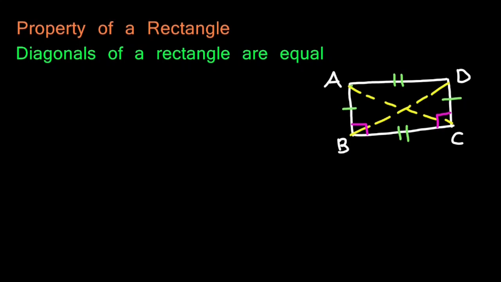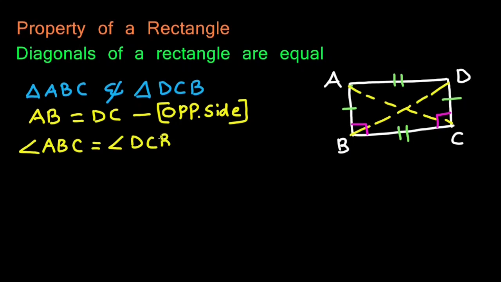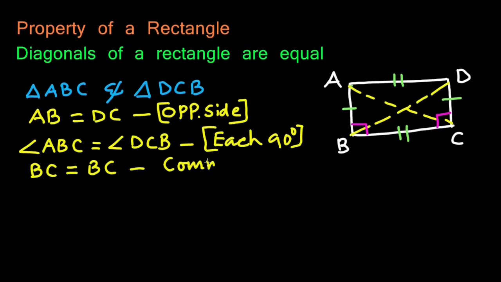Now, in triangle ABC and triangle DCB, AB equals DC, opposite sides of a rectangle. Angle ABC equals angle DCB, each 90 degrees, and side BC equals side BC, which is the common side between these two triangles.